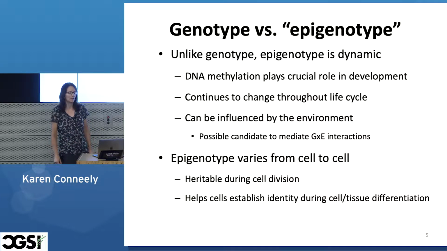Also, aside from the rare somatic mutation, your genotype tends to be pretty consistent in all the cells of your body, whereas the epigenotype is going to vary from cell to cell. So changes in DNA methylation are heritable during cell division. And this is actually how cells differentiate and establish their identity during development in cell tissue differentiation.